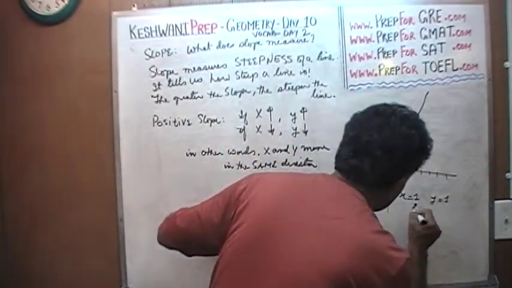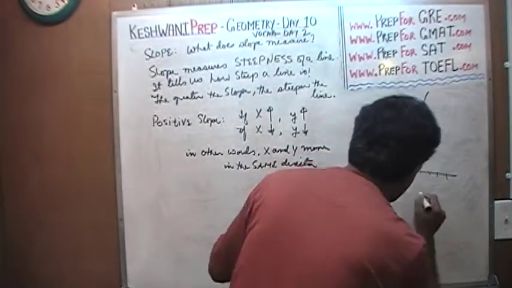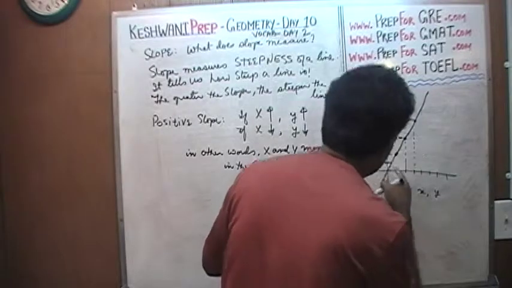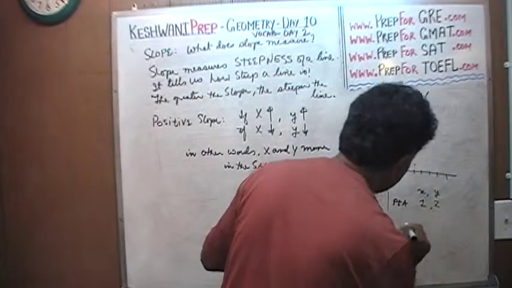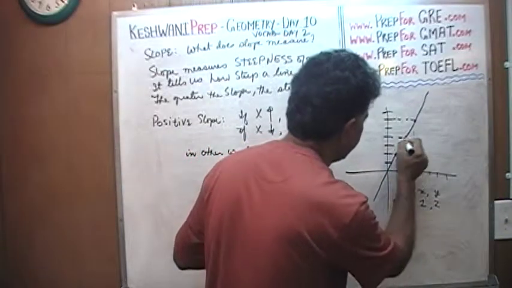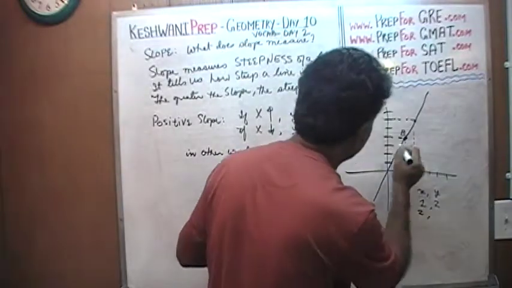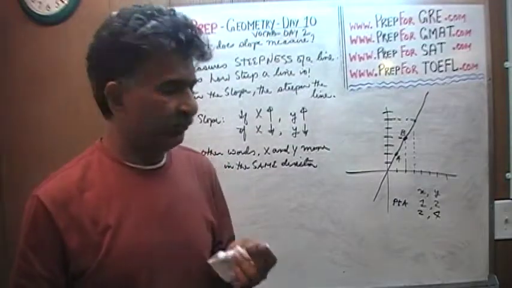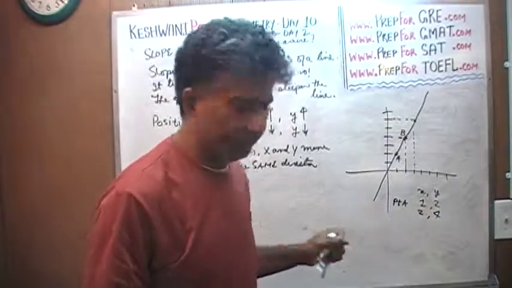When x was 2, let's give them names here. Point A was x is 1, y is 2. That was our point A. When we move from point A to point B, x equals 2, and now y equals 4. What we notice is not the fact that y equals 4. What we have to pay attention to is that when x went up, so did y.